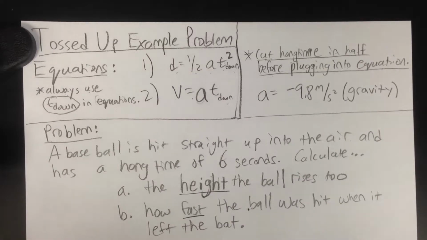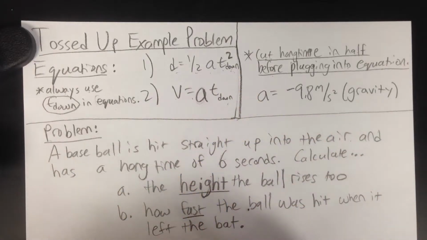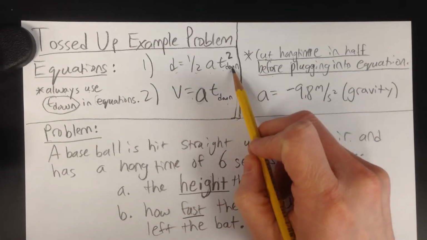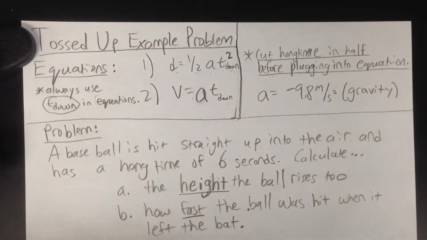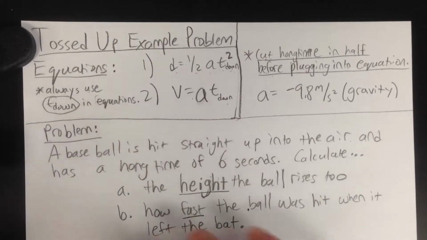In fact, if you use the equations to calculate time, then the time you will be calculating is time down. These equations can't be used to calculate hang time directly. But if you calculate time down, you could just double it and get the hang time. So the number the equations spit out is time down, not hang time. Make sure of that. And let's do our example problem then.